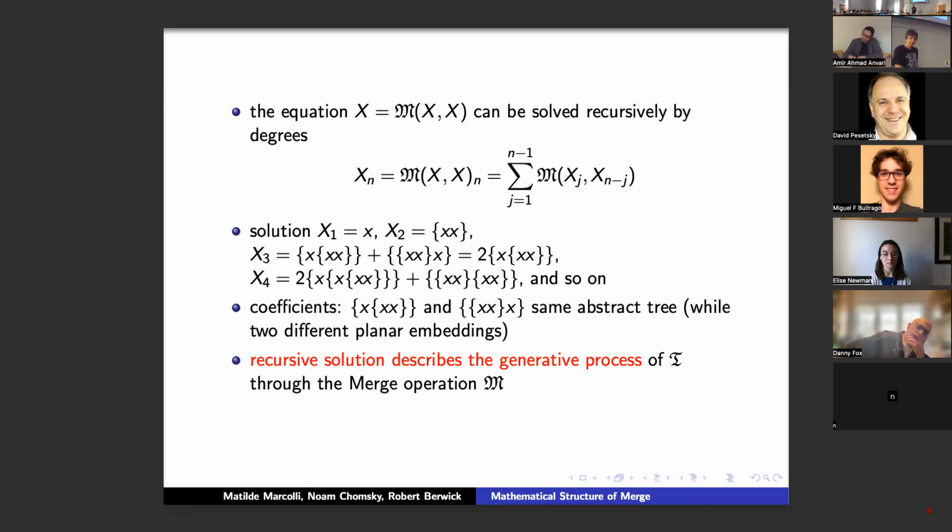So you see that what you get is a sum of planar rooted trees, and you see that you generate all of them. So in degree L, you find a copy of each one of the abstract binary rooted trees with L leaves, and they come with coefficients because you're doing this sum. And what are those coefficients? Well, those coefficients tell you how many different planarizations you have for that abstract tree.